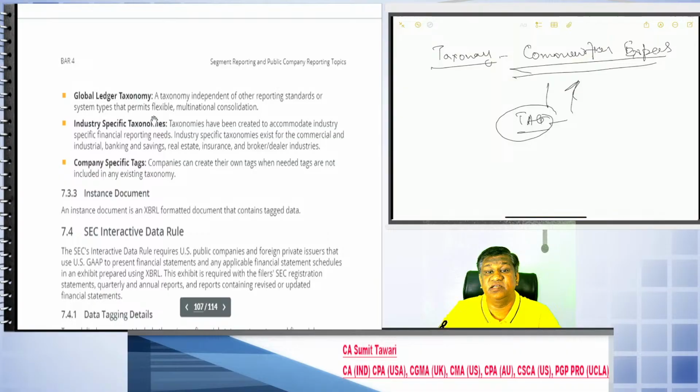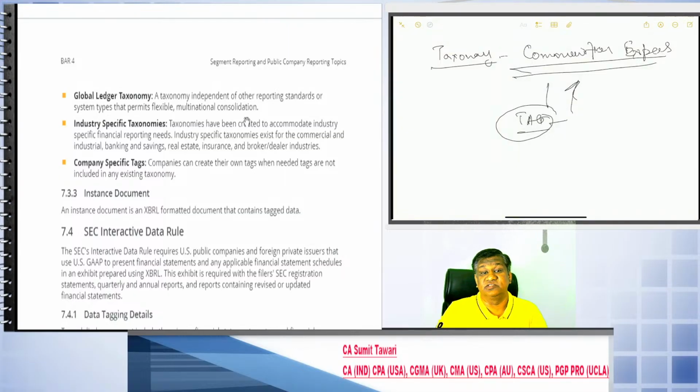Then global ledger taxonomy, a taxonomy independent of the others, of a reporting standard system type that permits flexible and multinational consolidation. Okay, so means whatever may be the taxonomy adopted globally, that is covered here.